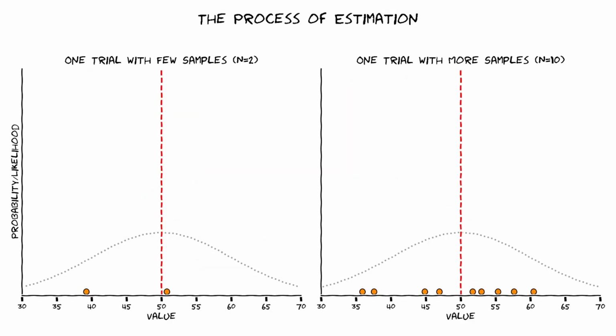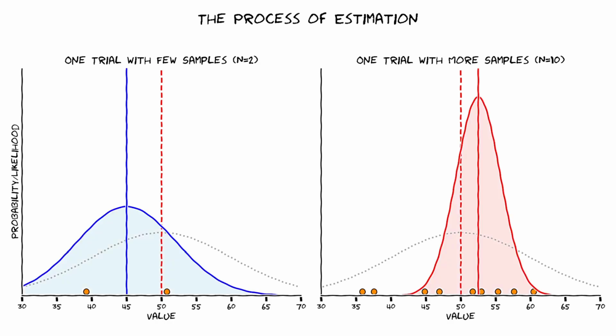We'll compare an experiment with only 2 samples on the left to one with 10 samples on the right. We see the true underlying distribution as a dotted line, and the random samples we draw from it. Now, from these samples we calculate the likelihood function and our best estimate, the MLE.